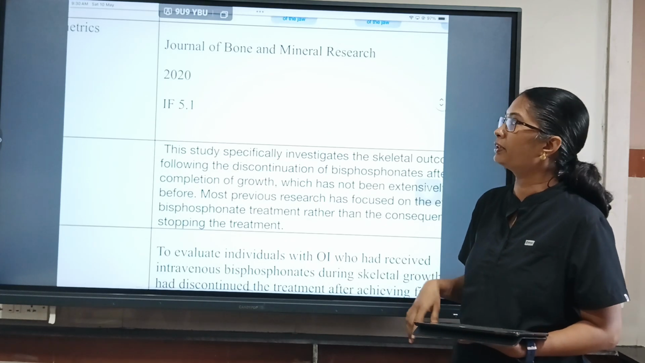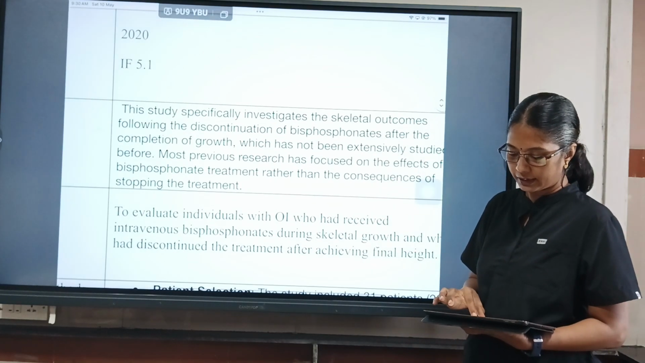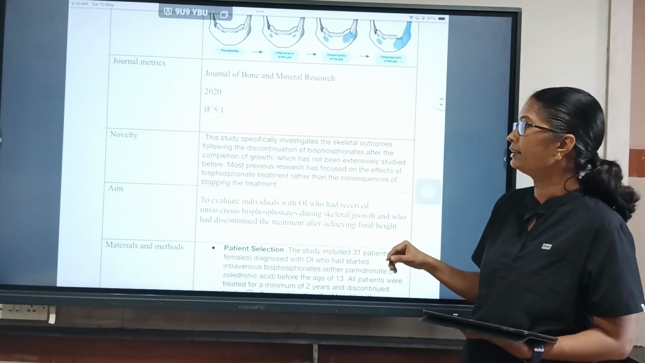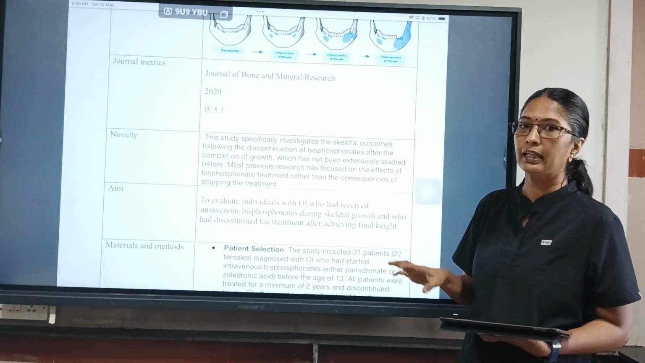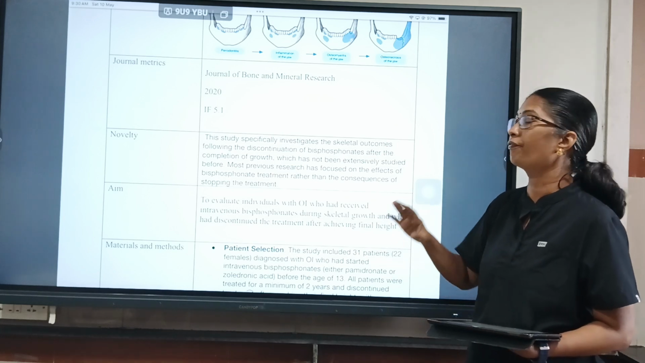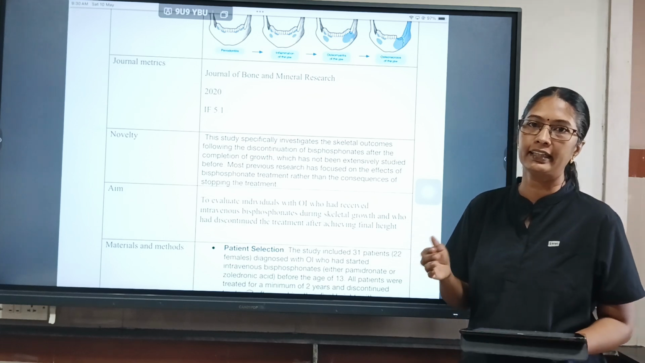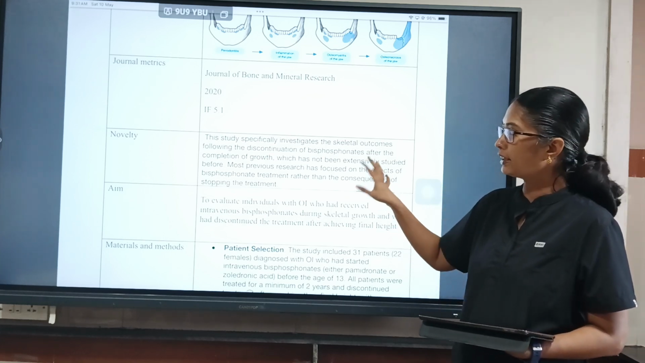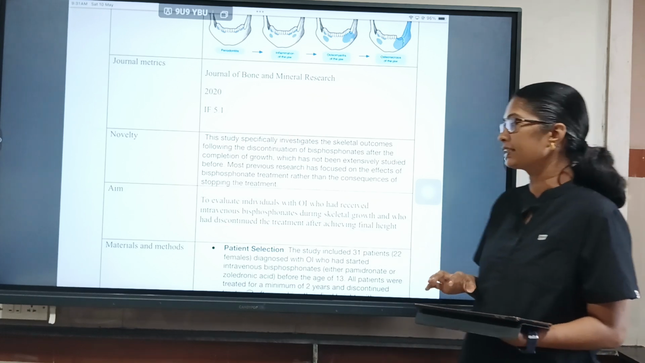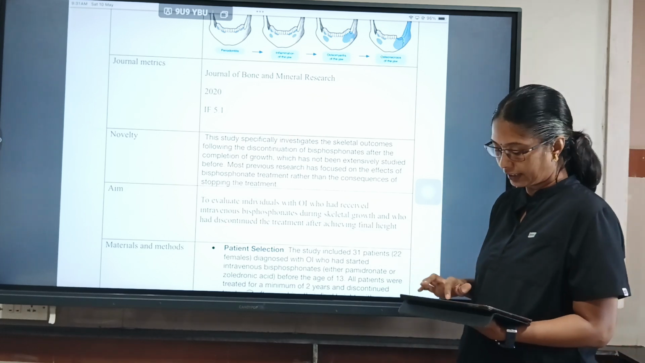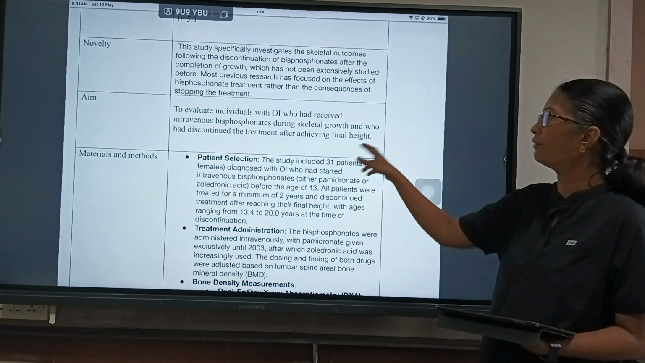This journal article was published in the year 2020 and the journal impact factor is 5.1. How does it show novelty? Earlier studies only looked at the effect of bisphosphonates, but they haven't studied the effect of stopping the bisphosphonate treatment after the child attains the final height. So this study aimed to evaluate individuals with osteogenesis imperfecta who had received intravenous bisphosphonates during skeletal growth and who had discontinued the treatment after achieving the final height.